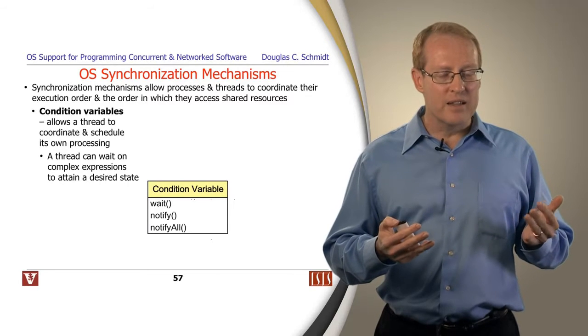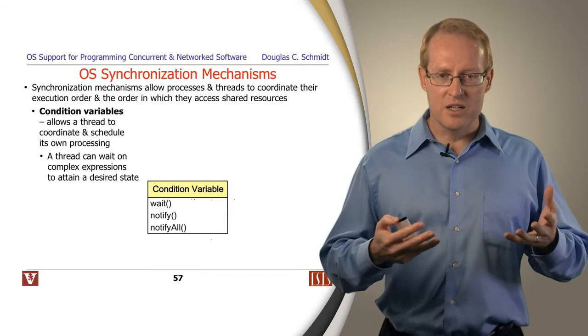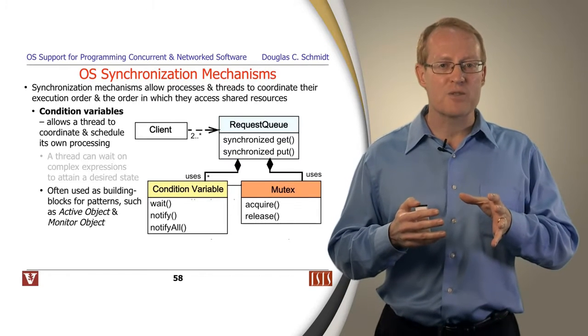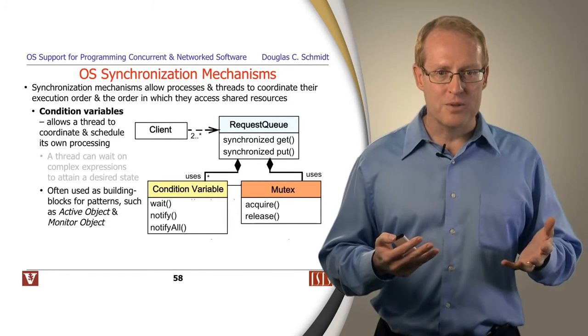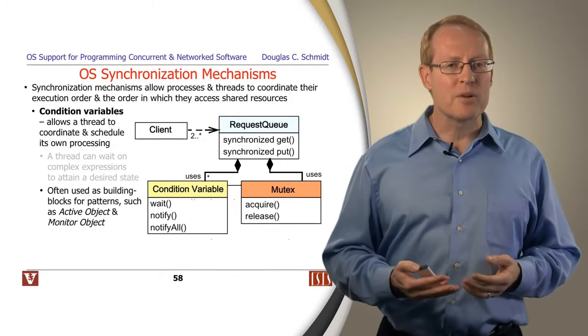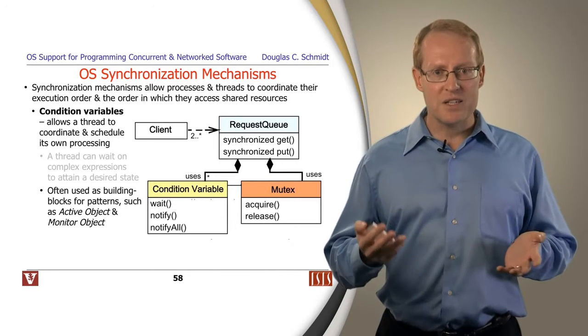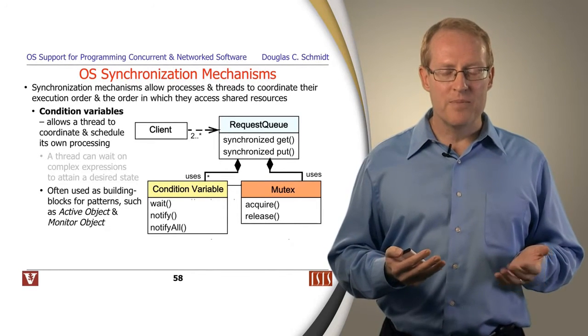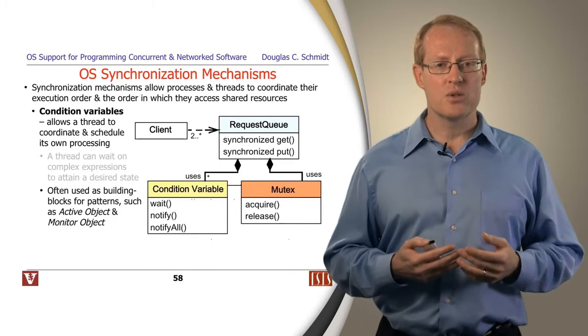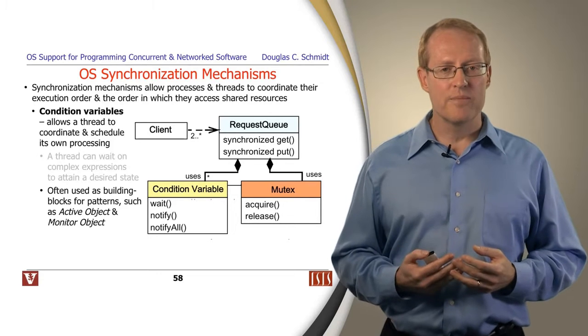And we're going to see in a minute or later in the course that we can use this particular set of mechanisms, these condition variables, as the building blocks for other more powerful patterns, things like active object, things like monitor object. Let me give you a couple of examples of how condition variables can be used. One classic way that they're often used is to implement synchronized request queues, where you can have threads enqueue something and then another thread dequeue it from the queue.